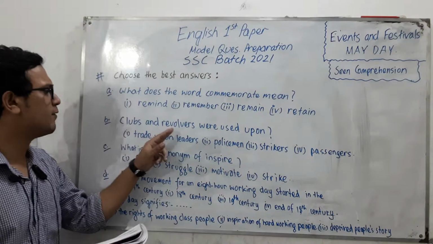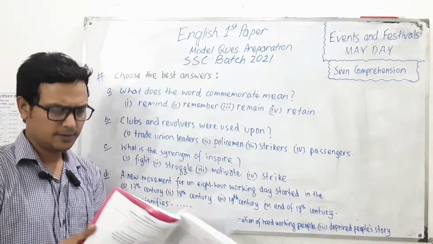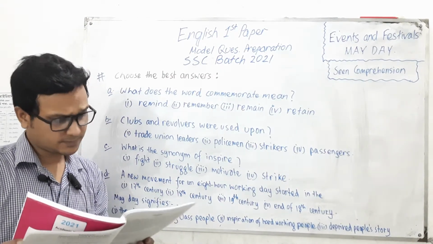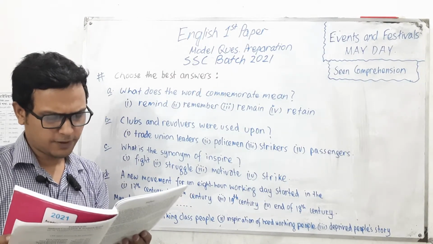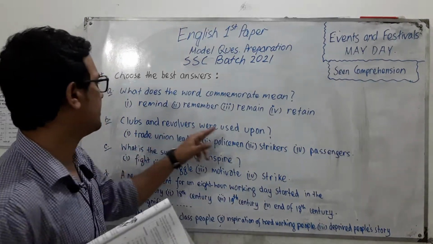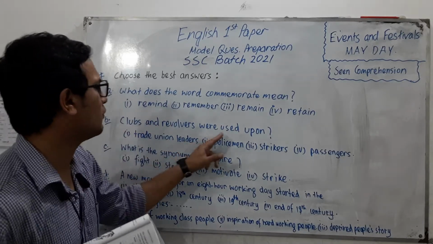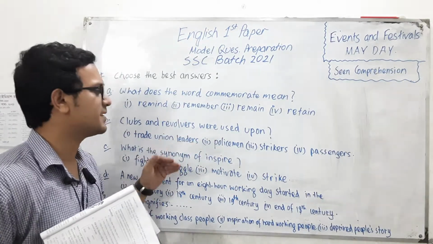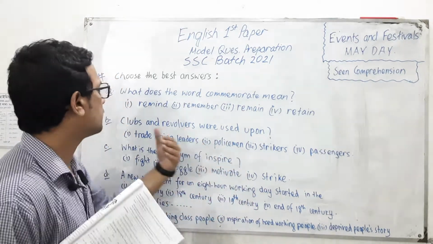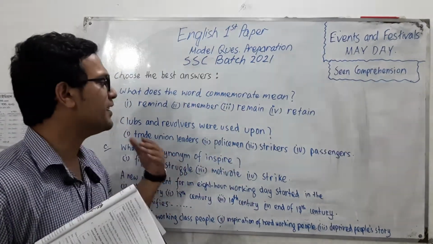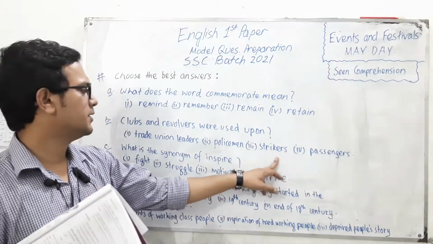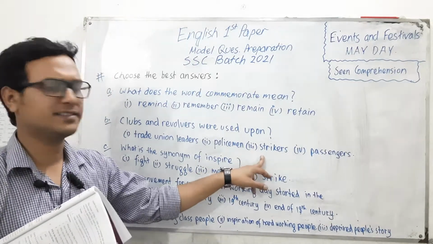Next, the clubs and revolvers were used upon whom? In our passage, the third passage, in line number 9, you'll find that policemen used clubs and revolvers. But the question asks on whom clubs and revolvers were used. The strikers. So number 3 will be the right answer.